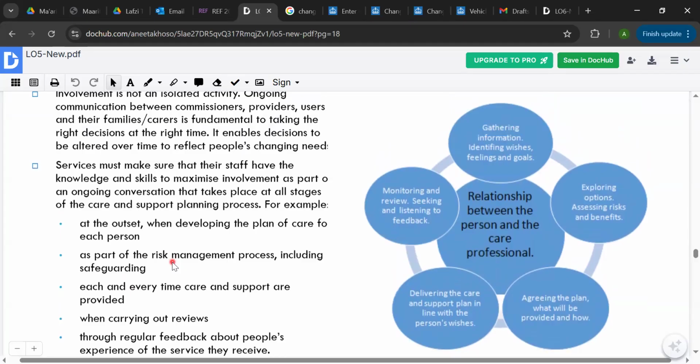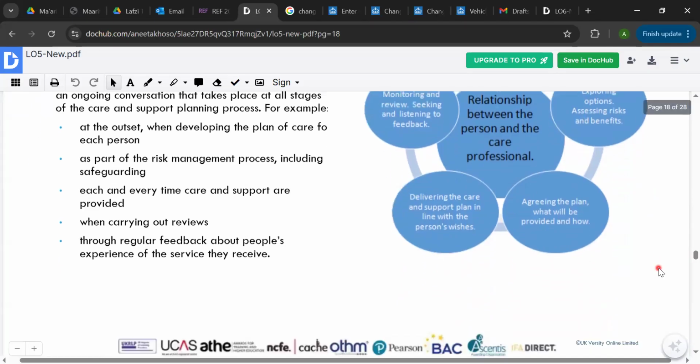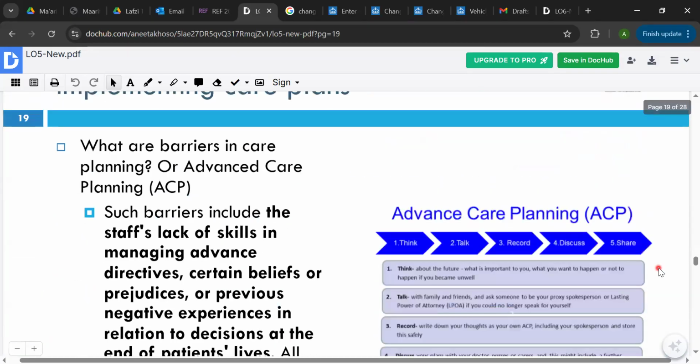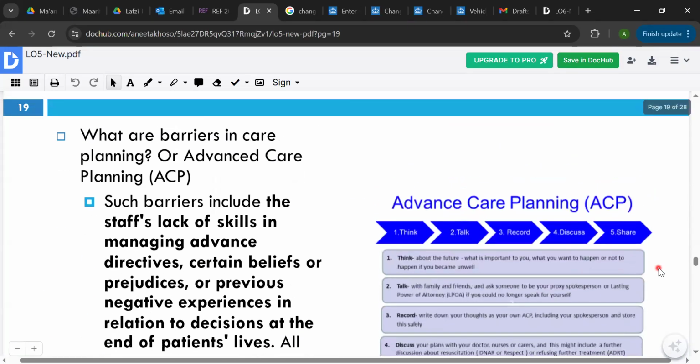So what happens here in the relationship between the person and the care professional? What should be happening there? There is gathering of information, identifying the wishes, feelings and goals of the person that you're caring for, exploring the actions, assessing risks and benefits, agreeing the plan with what will be provided and how it will be provided, delivering the care and support plan in line with the person's wishes, and monitoring and reviewing, seeking and listening to feedback. So all of this should be involved in the care plan.